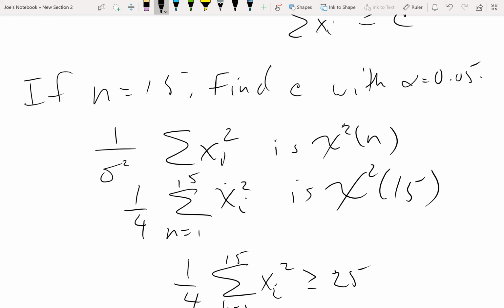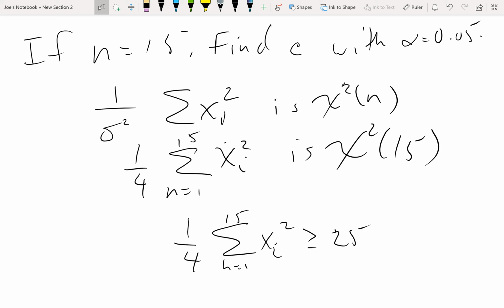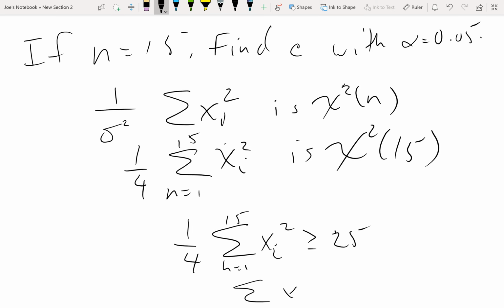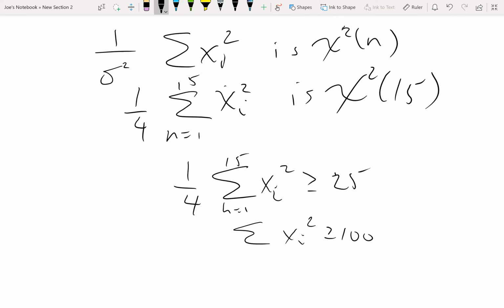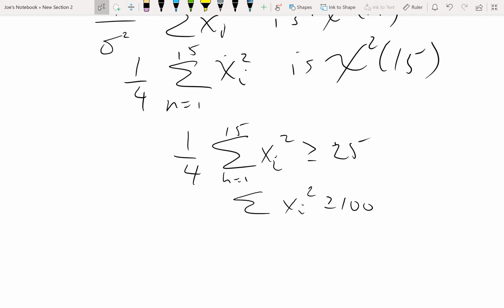Anyway, so then the sum of the x squareds here must be greater than or equal to 100. So we found the c value that we needed. Okay. Does that make sense? All right. So from this, notice that given the n, we can find the c, right?